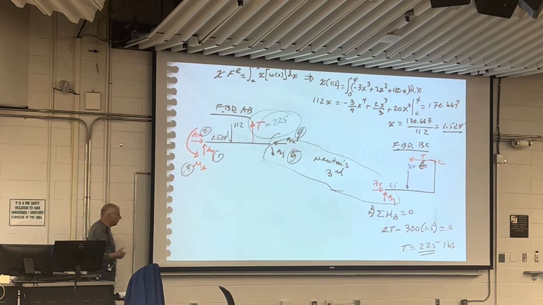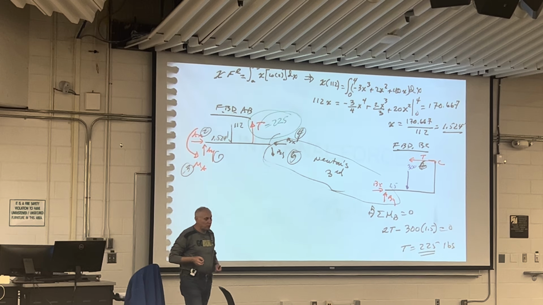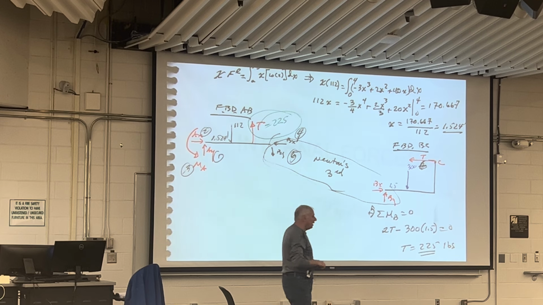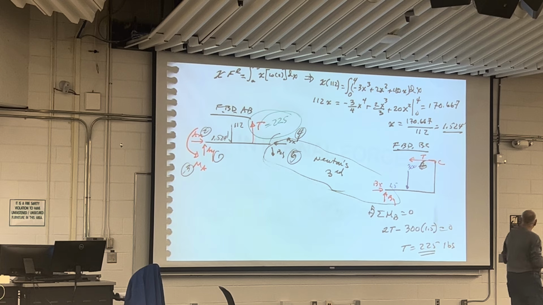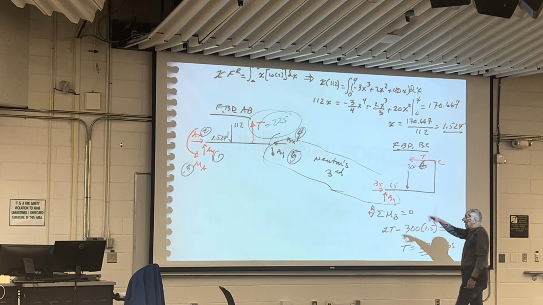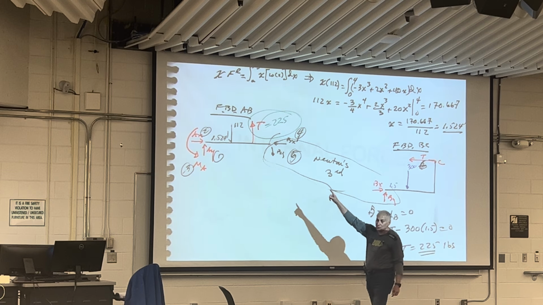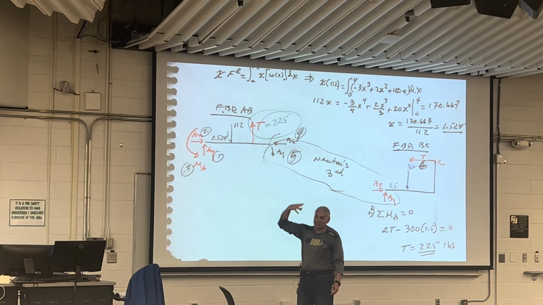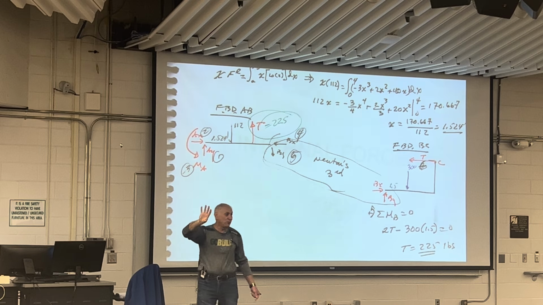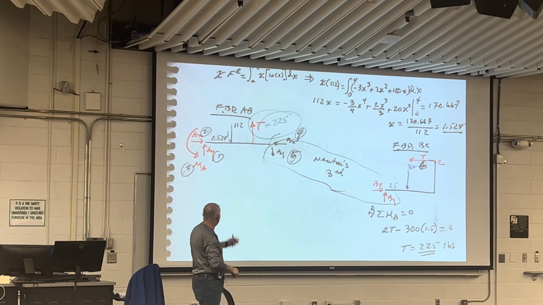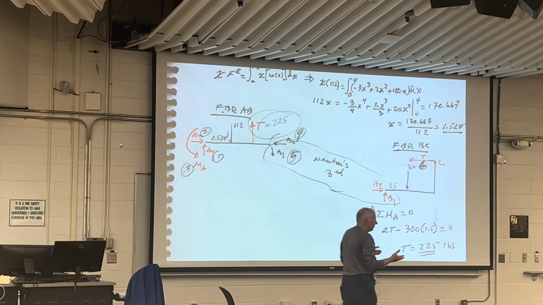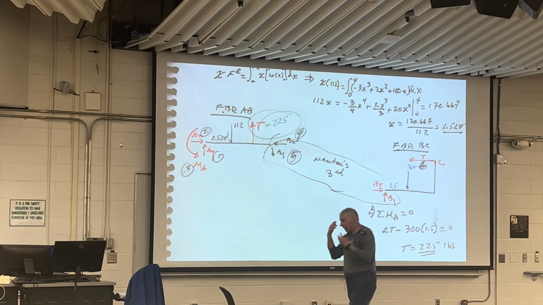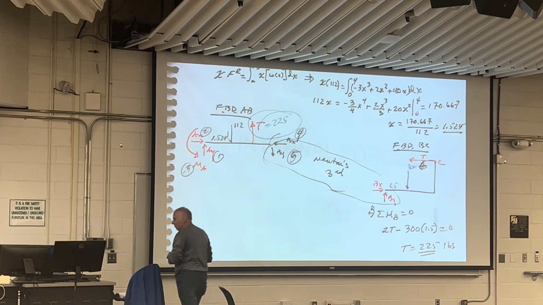Now I will tell you, when I was in your shoes, I had colored pencils, and I would indicate in a different color, like I did here. I put it in green, 225. That to me is telling me, hey, that 225 did not come from AB. It came from a different free body diagram. It's just my way of recognizing where these numbers are coming from.